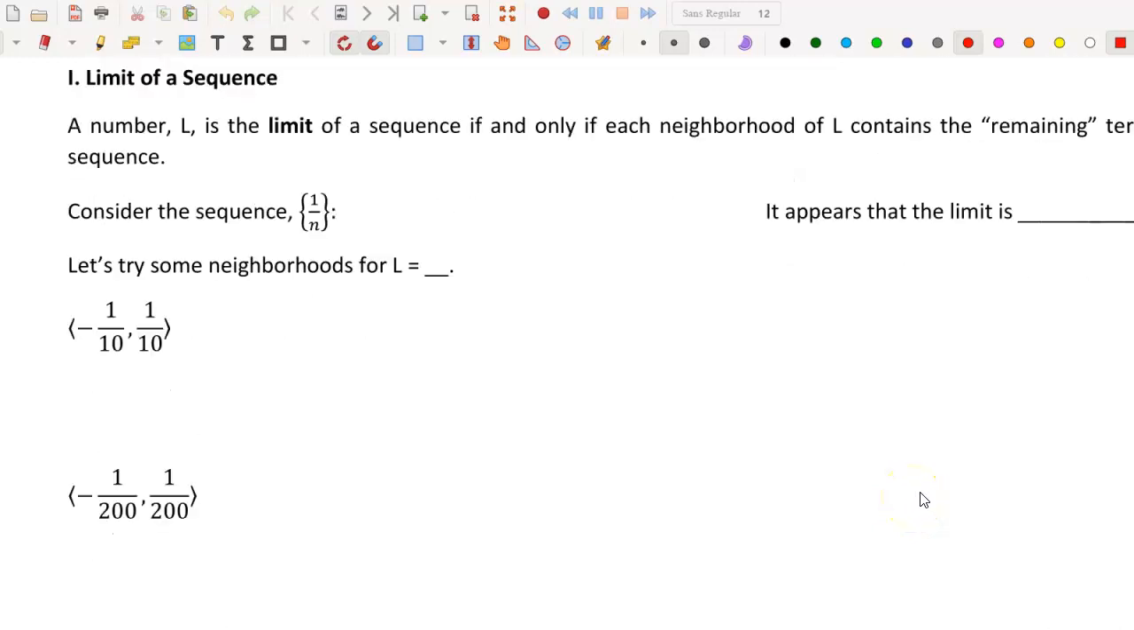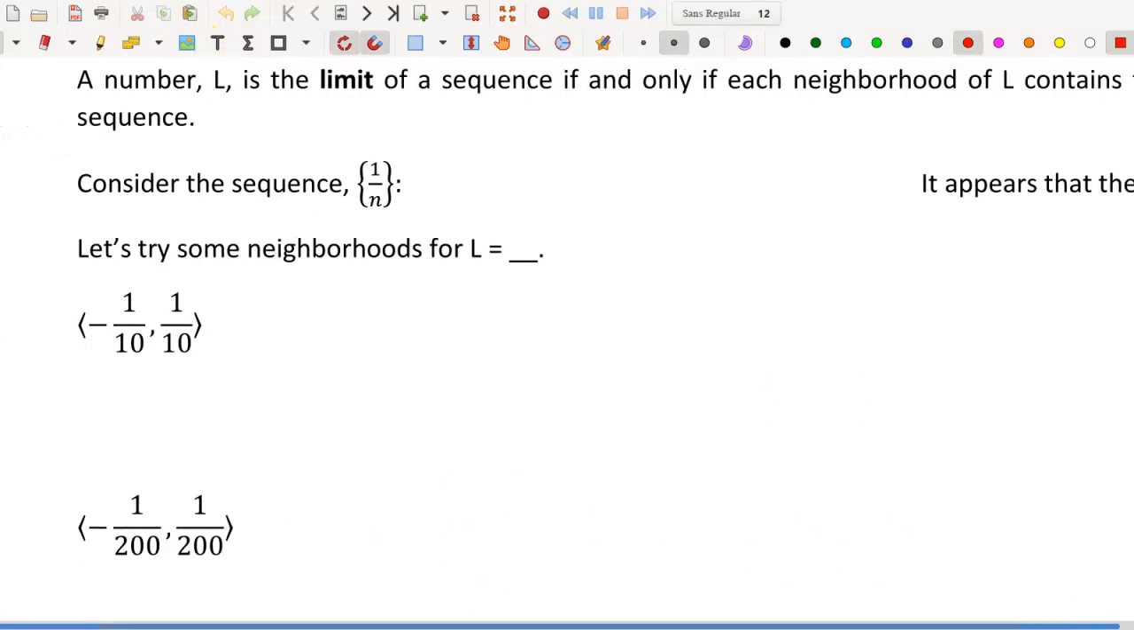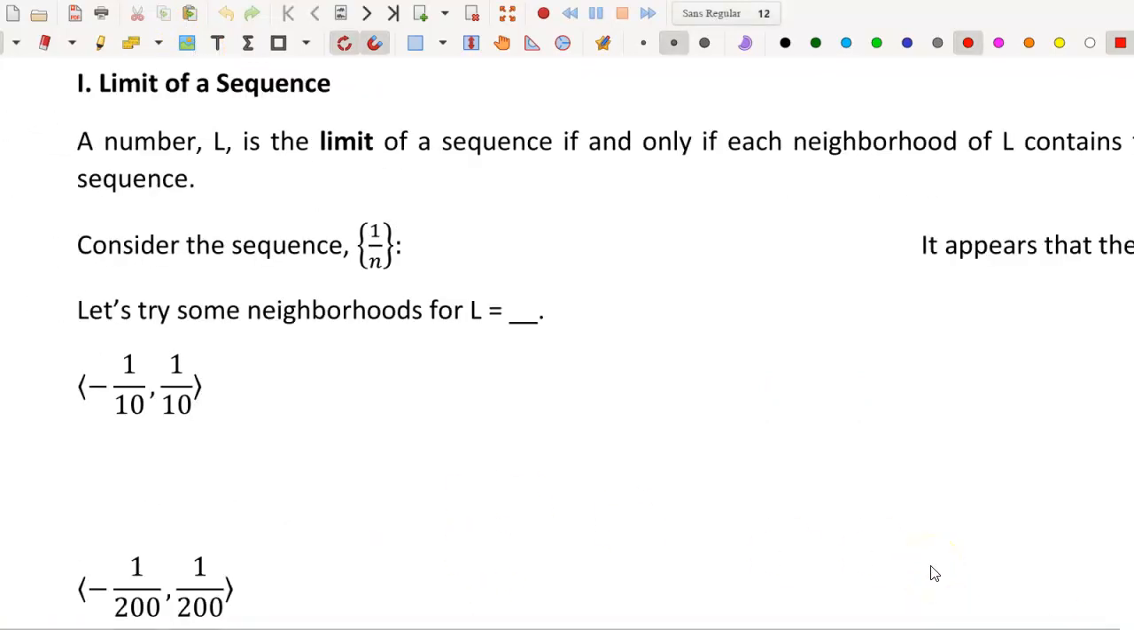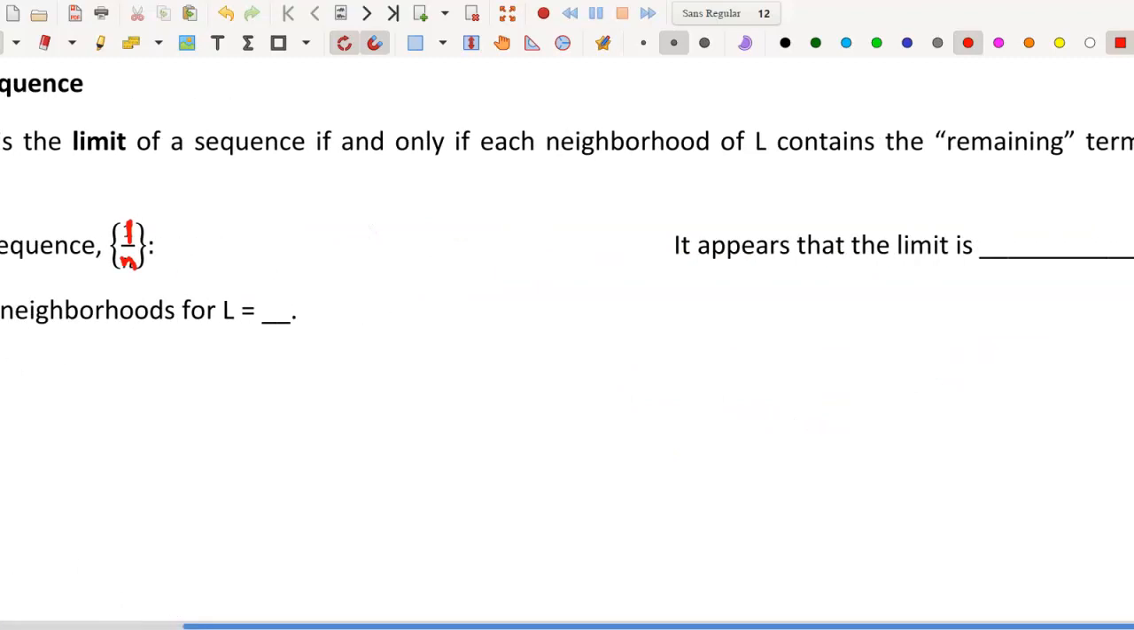So let's get started with a little review, and we're going to have to do a lot of thinking here, so be ready for that. Let's zoom in a little bit. There we go. All right, let's consider 1 over n. What do you think will happen to this as n gets really big? What will that number eventually be?